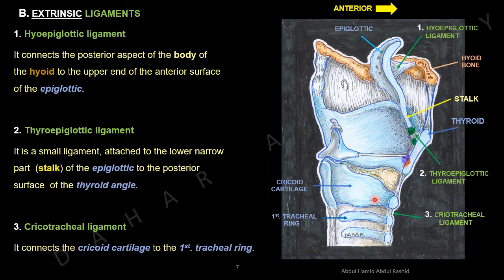Number 3, this is the cricotracheal ligament. It is a small ligament here between the arch of the cricoid cartilage, anterior part, to the first tracheal ring. This is the cricotracheal ligament.